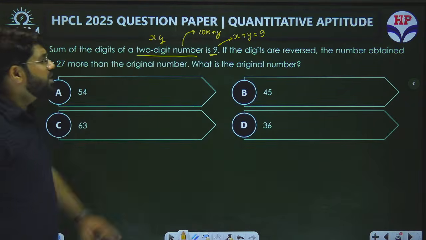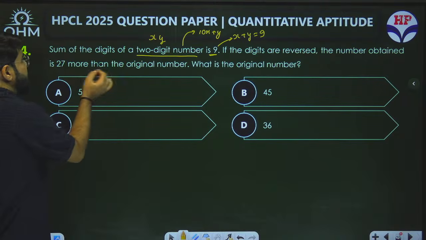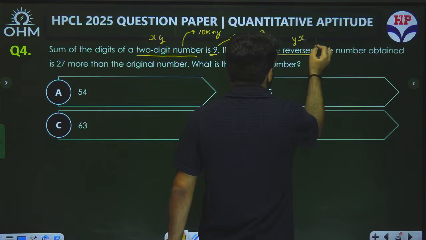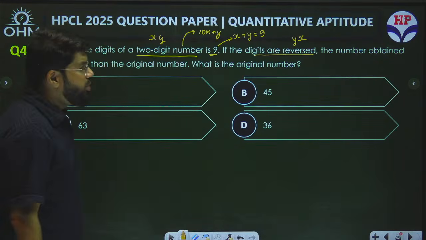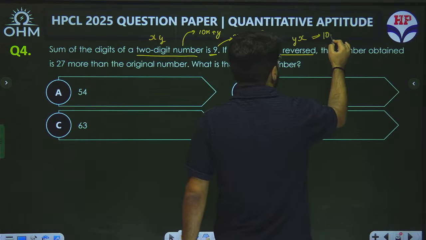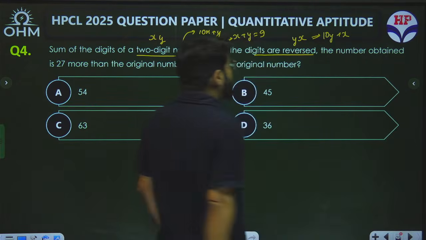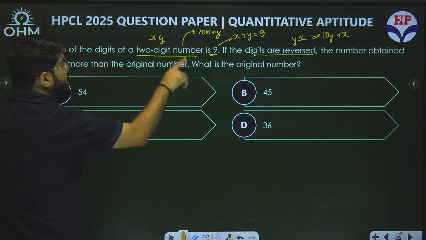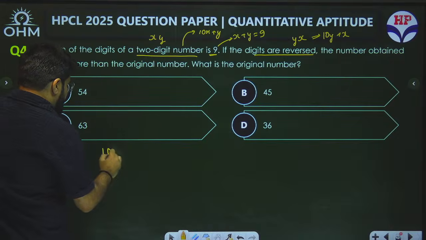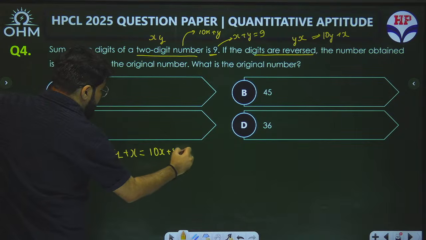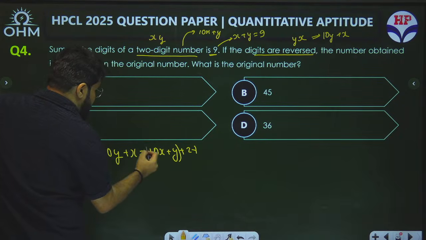Now, if the digits are reversed, the number obtained is 27 more than the original number. When the digits are reversed, what number will you be left with? You will see the number as yx. What is the value of the number yx? Y now becomes the tens position, so you will write this number as 10y plus x. The number obtained, 10y plus x, is 27 more than the original number. The original number was 10x plus y, and 27 more than the original number.